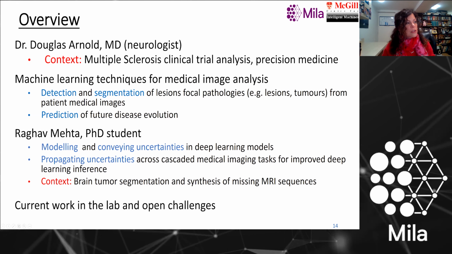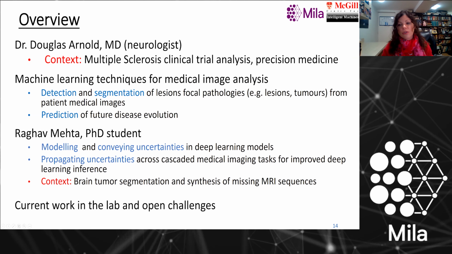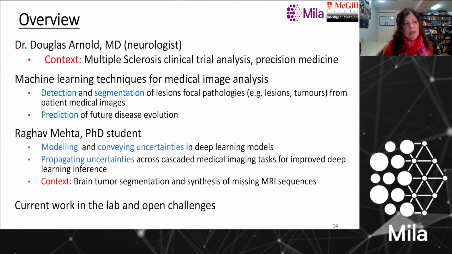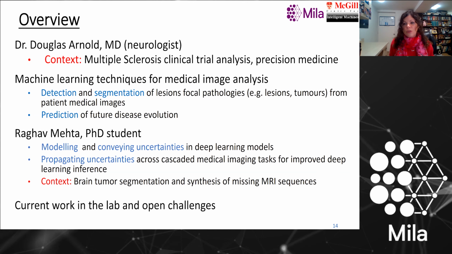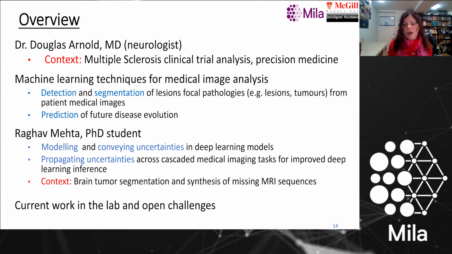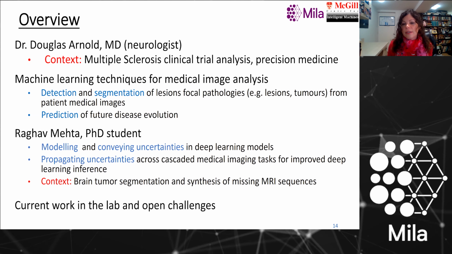And then a PhD student in my group, Raghav Mehta, will talk a little bit about modeling and conveying uncertainties in deep learning models and how to propagate uncertainties across a sequence of cascaded medical imaging tasks in order to improve the deep learning inference. And he'll talk specifically about the context of brain tumor segmentation and synthesis of missing MRI sequences. And hopefully I'll have a few minutes to talk about some current work in the lab and some open challenges. So without further ado.